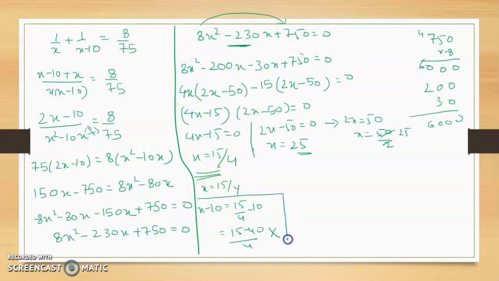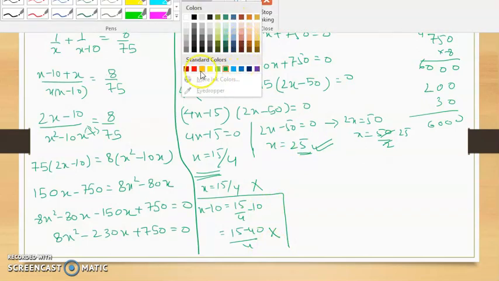Why? This is the logic I have explained to you, because we are taking x as the smaller tap. If we take x is equal to 15 by 4, this is the value of the smaller tap. So if we take 15 by 4 for the smaller tap, for the larger tap it will be x minus 10, which is 15 by 4 minus 10, which will give me a negative value, so this is wrong. So I will take this value, x is equal to 25. Let me change the x, we will take x is equal to 25.